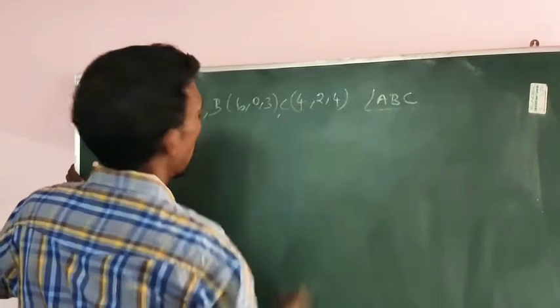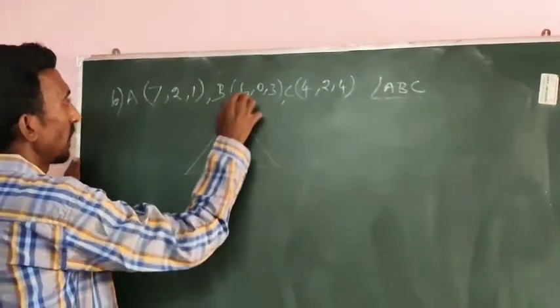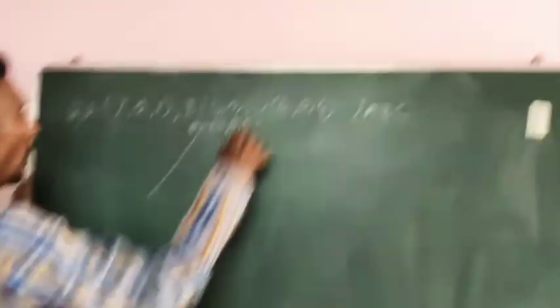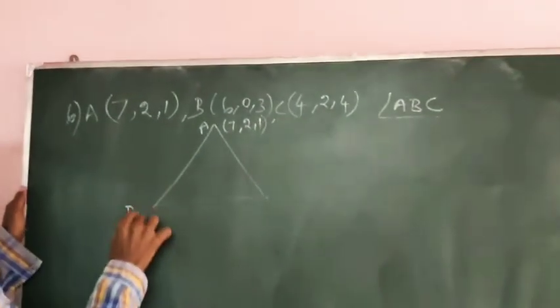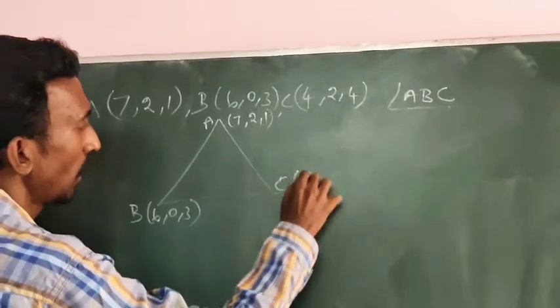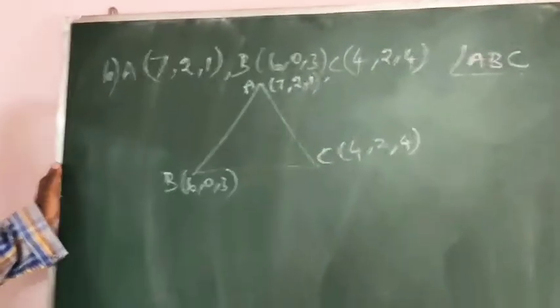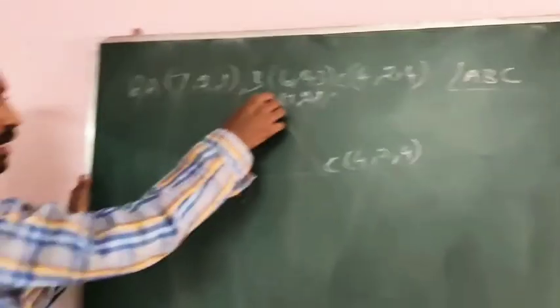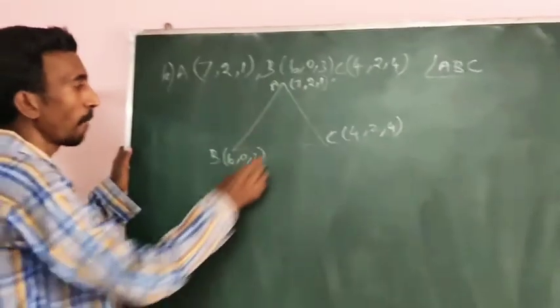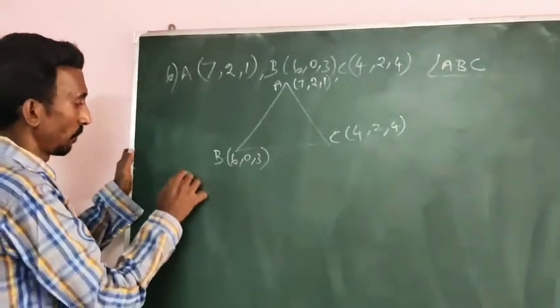So angle B. So look at that. Draw a triangle. It has vertex A (7, 2, 1), and assume vertex B is (6, 0, 3) and vertex C is (4, 2, 4). So the easy way is to find the equations of any two sides. Obviously, we are finding the side equation of the line AB.